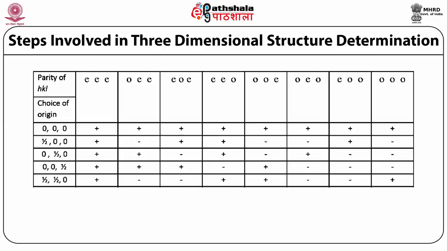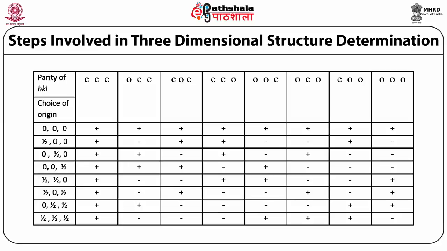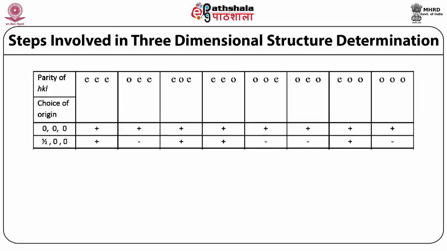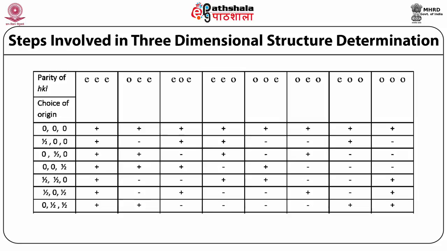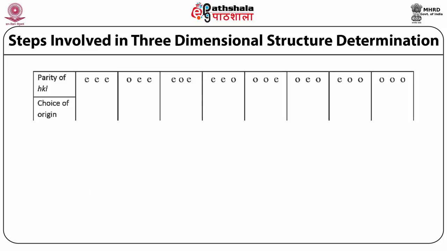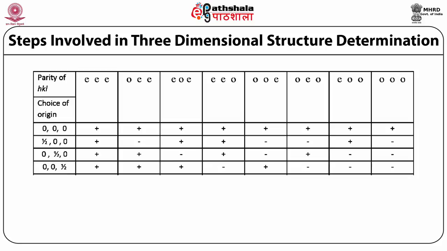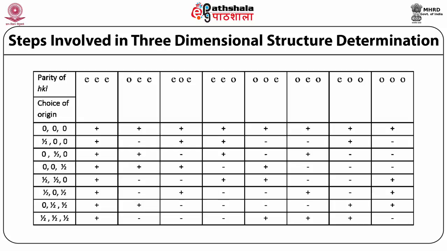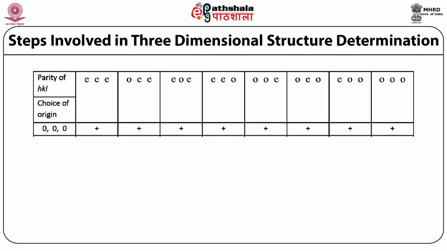Similarly, when the origin is moved from 0,0,0 to 0,half,0, the translation is along the y-axis. The phase factor will be minus 1 power k. So now you have to look into the parity of k only in the 8 parities. Whenever k is even, the sign will be plus. Whenever it is odd, it will be minus. So that also we are filling here, and we get the third row. Like that, for the 0,0,half change, the phase factor is minus 1 power l. Only when l is even, it is positive. When l is odd, it is minus. So that we are filling the row.